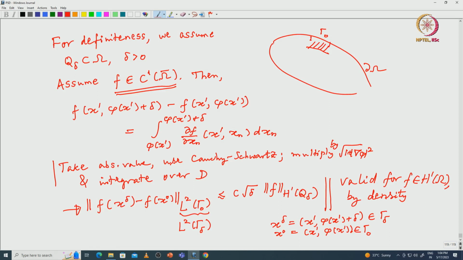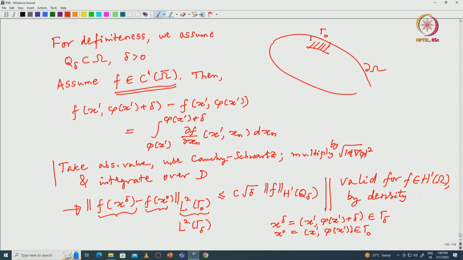So, these are essentially traces, right. So, this is trace on that gamma delta, and this is trace on gamma 0, and we are getting a kind of this estimate. Okay. So, this is the continuity I was referring to. Okay. And now they express continuity of traces. So, these are traces. Okay.